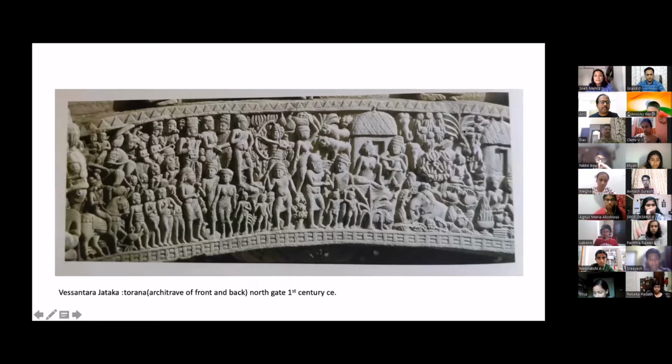Yeah, and this is so generally what they depicted in the stories were the Jataka stories of Buddha's life, because obviously it's for spreading that belief system, that religious belief system.